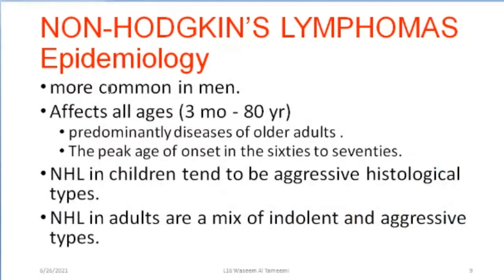So non-Hodgkin lymphoma is a common hematological malignancy, more commonly affecting men, affecting all age groups between 3 months up to 80 years, but predominantly a disease of older age groups, the peak age of onset 60s up to 70s. Non-Hodgkin lymphoma in children, although it is rare, if it is reported, tends to be of aggressive histological types. While non-Hodgkin lymphoma in adults is a mixture, ممكن تكون indolent type or aggressive types.